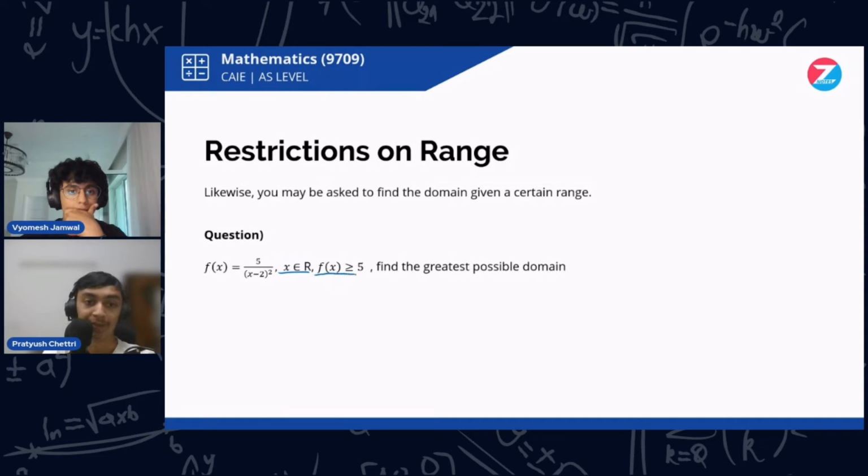And we're given a restriction for domain. I mean, we're given a restriction for range, because of f(x), and we need to find the domain. So we need to find what the possible values of x are. So what we're going to do is make x into the subject, and then we're going to put in the range.